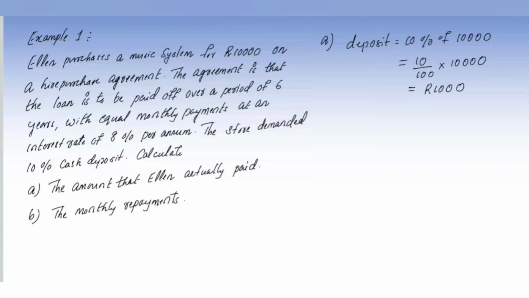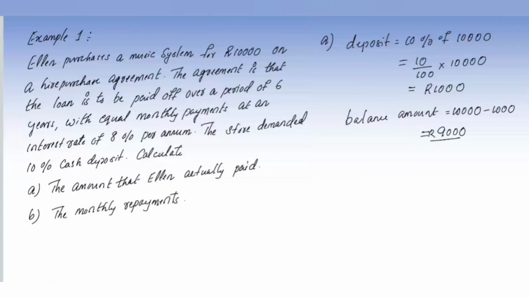Now how much amount is left, the balance amount that you have to pay over the period of 6 years? That is 10,000 minus 1,000, so it's going to be 9,000 Rand. This money you have to pay monthly over 6 years. If you change 6 years to months, that is 6 times 12, 72 months that you have to pay this 9,000. Remember, the interest is applied to this amount.